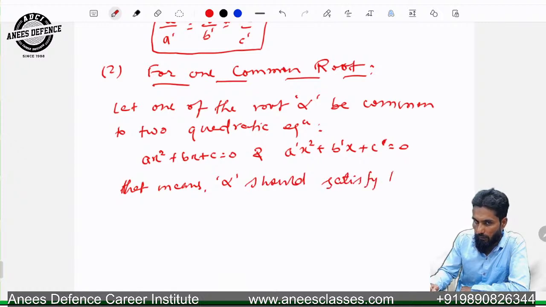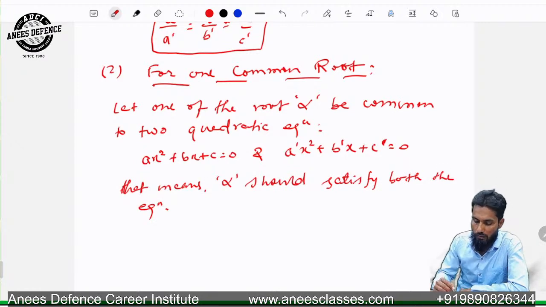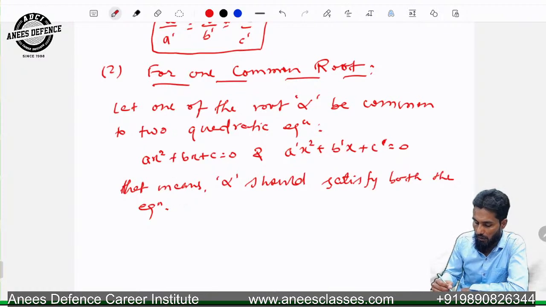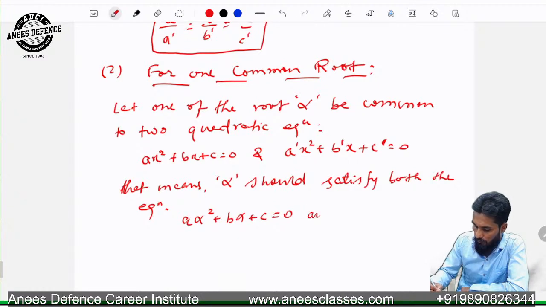Satisfy both the equations. As it is a root, it is going to satisfy the equation, that is, when you put that root value in place of x, it will satisfy it, that is, it will give you equal to 0. So we can make the equation as a into alpha square plus b into alpha plus c equal to 0, first equation. And the second equation will become a dash into alpha square plus b dash into alpha plus c dash equal to 0.